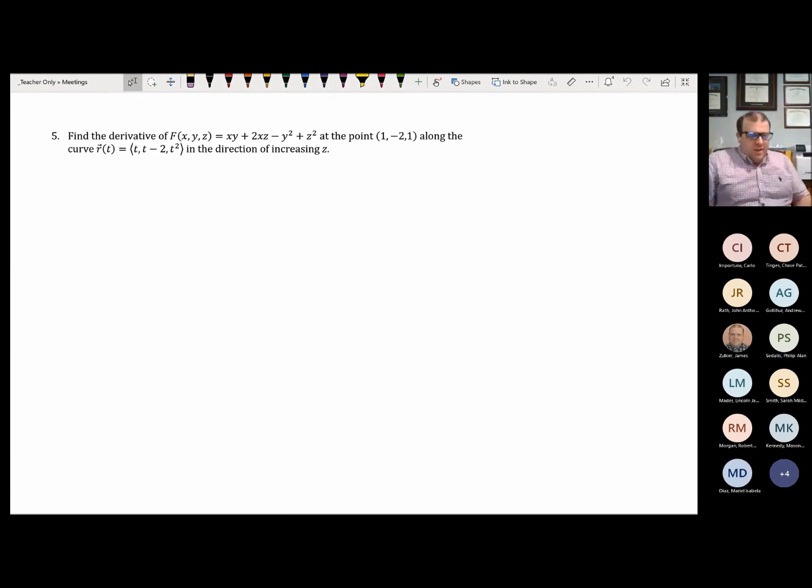Find the derivative of the function xy plus 2xz minus y squared plus z squared at the point (1, -2, 1) along the curve given by r equals t minus 2, t squared in the direction of increasing z.